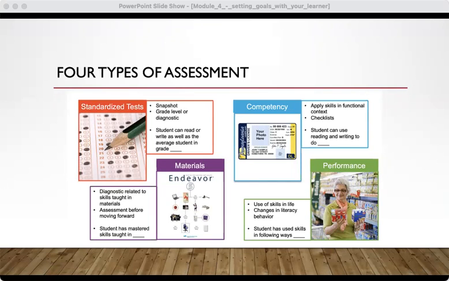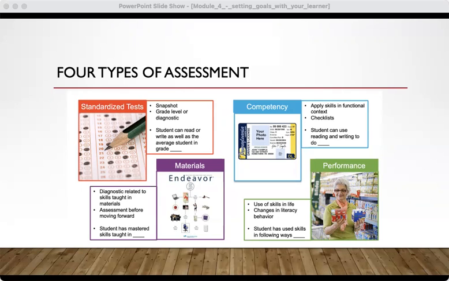There are 4 types of evaluation or assessment. Standardized tests. These provide a snapshot of the student's reading and writing abilities. The difference in scores between each time the test is taken is an easy way to demonstrate progress. One standardized test we use is the assessment tool in Learning Upgrade, our online learning app. The focus of standardized tests is illustrated by the statement, the results of the test indicate the student can read and write as well as the average student in grade blank.